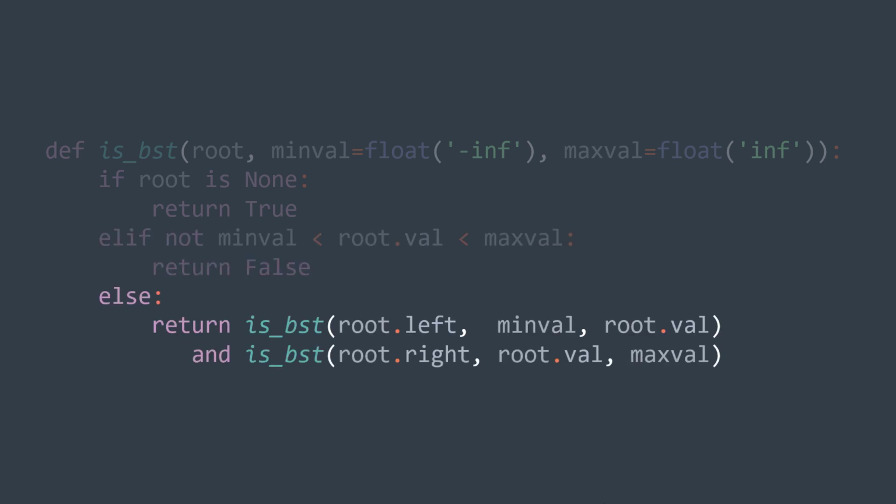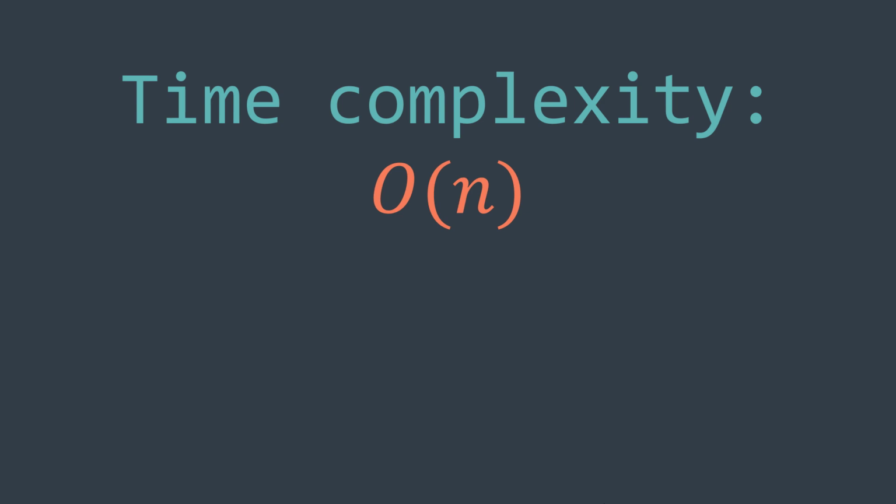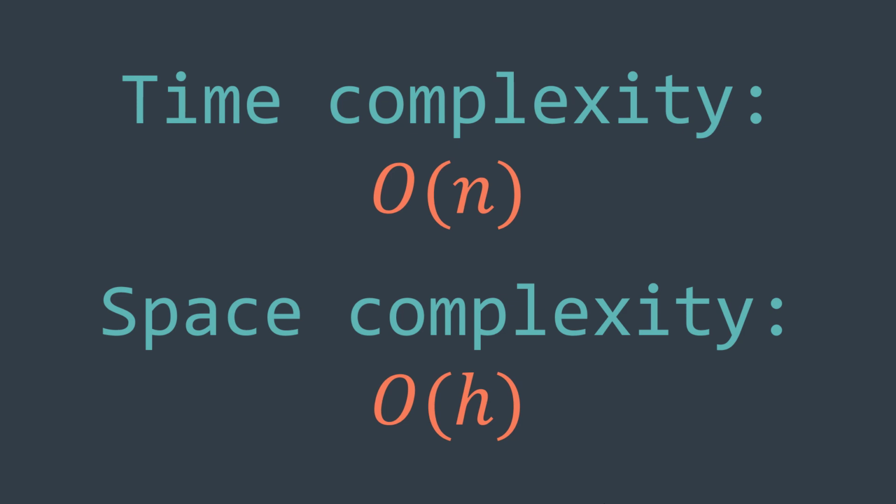And in the recursive case, we just need to check that both subtrees are BSTs, but when calling on the left subtree, root.val, which is the value of the actual node, becomes the new maxval. And when calling on the right subtree, root.val becomes the new minval, as explained earlier. This solution has an O of n time complexity where n is the number of nodes in the tree because we're traversing the whole tree, and an O of h space complexity where h is the height of the tree because of the call stack size.